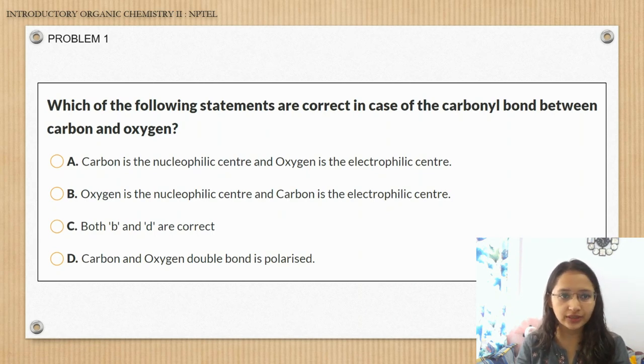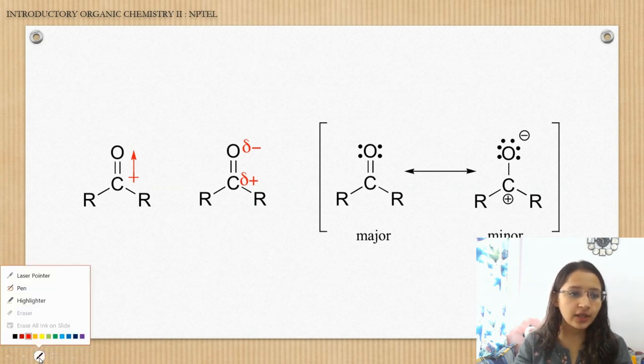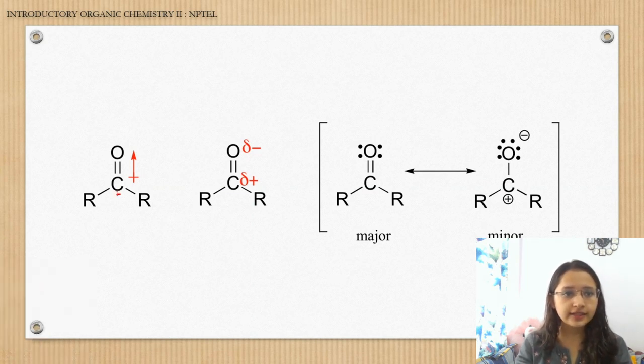This is the structure of the carbonyl bond. Due to the high electronegativity difference between this carbon and this oxygen, the dipole moment, which we talked about in the previous lectures, points towards the more electronegative atom, that is the oxygen. So the dipole moment direction will be towards the oxygen. A polarization develops between the carbon and oxygen bond due to the electronegativity difference.